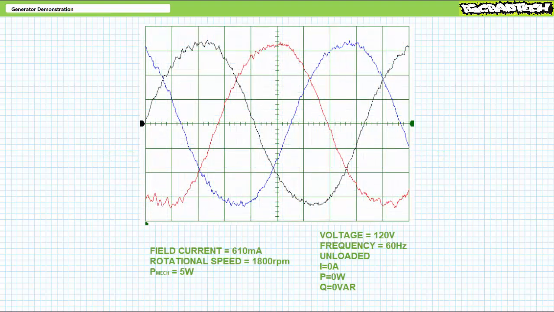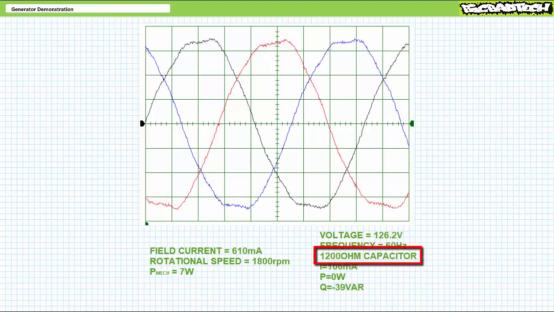We begin in the unloaded condition with roughly 610 milliamperes of field current establishing the desired 120 volts line to neutral. You'll again note in the unloaded state that the prime mover exerts a token amount of mechanical power just to overcome friction. In this unloaded state, the load draws no current and consumes no real nor reactive power. Let's see how the system responds to a range of capacitive loads.